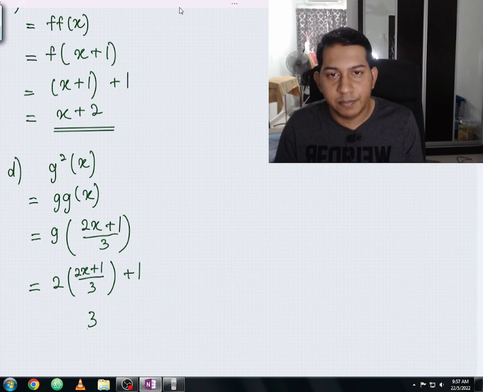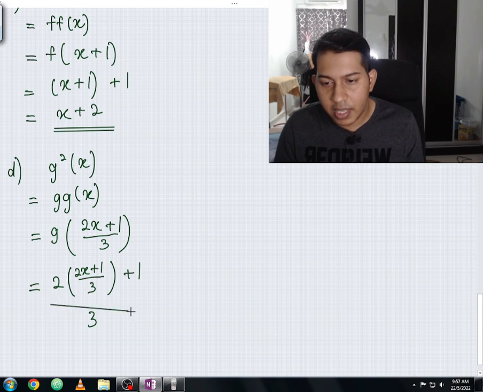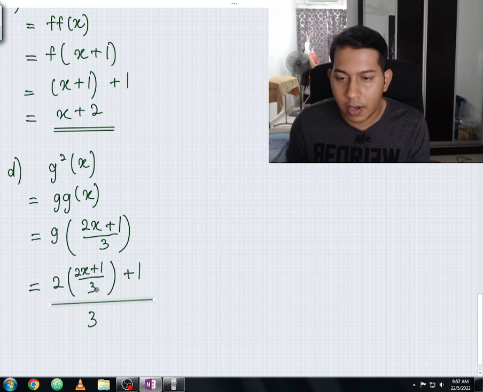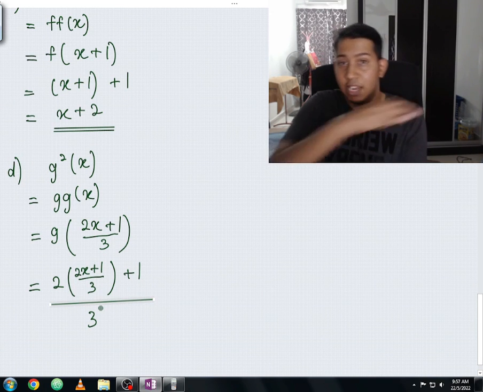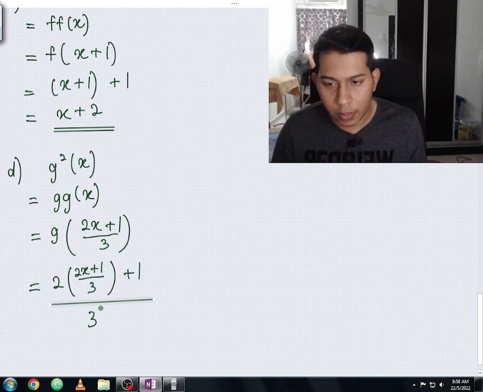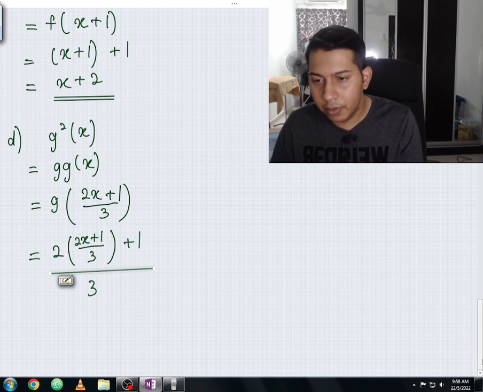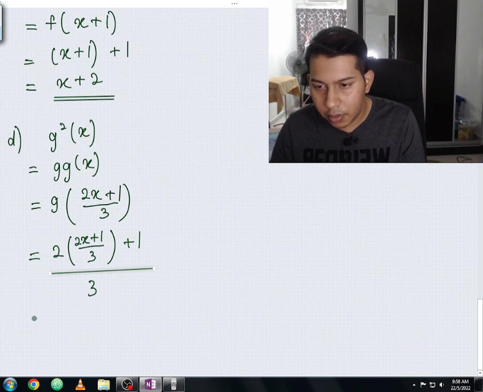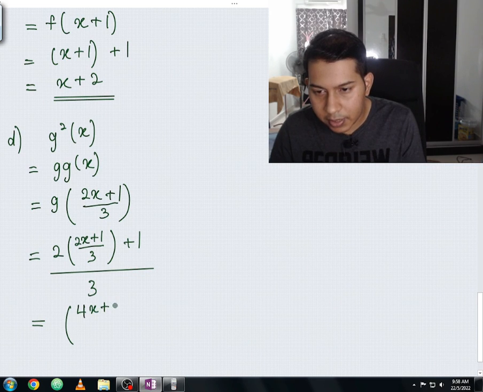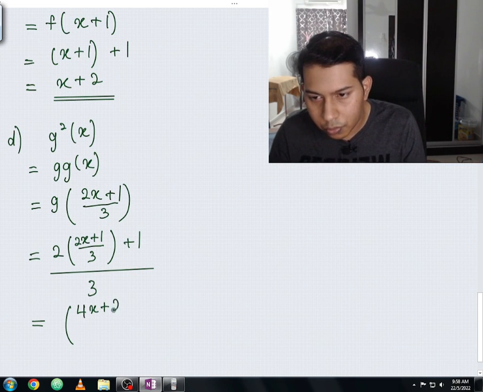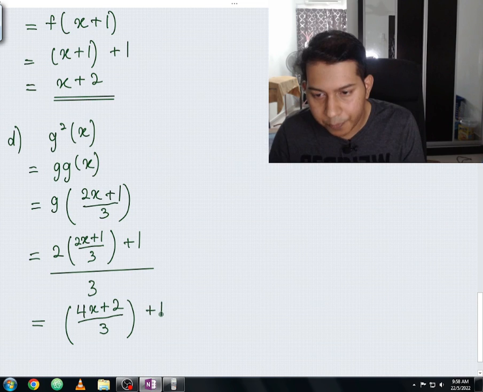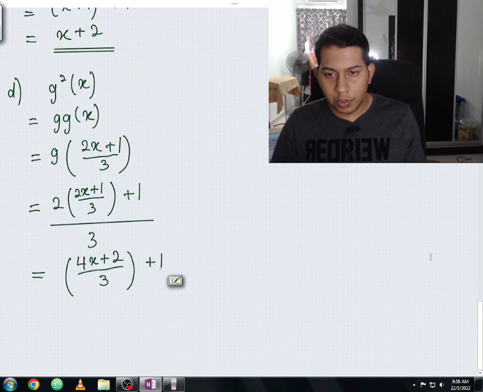So this is being mapped again in the function g, okay, guys. So that's why instead of writing (2x plus 1) over 3, you write 2 in a bracket, (2x plus 1) over 3, close bracket, plus 1, and then you divide the whole thing by 3. Okay, so let us solve them one by one. This one you multiply in. So from here you get (4x plus 2) over 3, and then you add 1 over 3. I know it's a bit tedious, but this is how it works, guys.